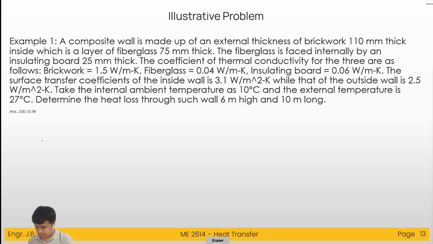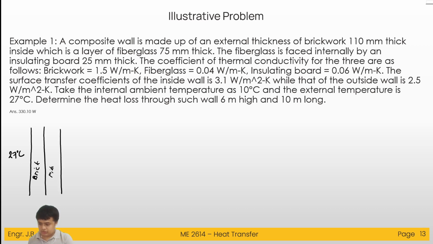You can imagine first the problem. So this is, for example, the wall. Let's start with outside. Which is the hotter one, outside or the internal? External is the hotter. So you have 27 degrees here, external. You have your brick, brickwork for the first layer. For the second layer, you have a layer of fiberglass. And then you have another layer of insulating board.